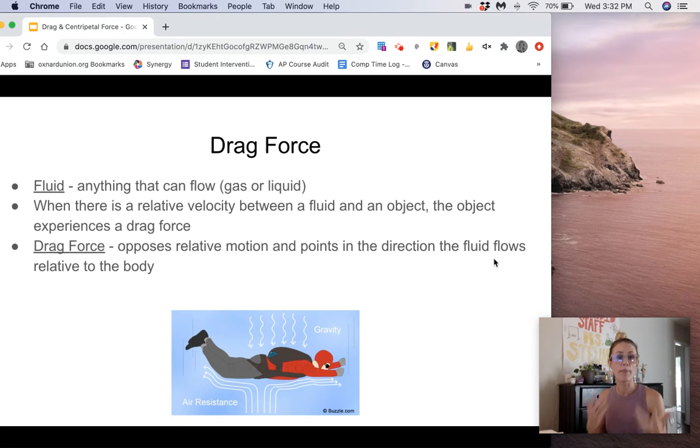That drag force, like I said, opposes the relative motion and points in the direction the fluid flows relative to the body. So, for example, this skydiver's falling down, the fluid is flowing past them, right? The air flowing past them this way. Drag force is pointed behind the skydiver, or upwards if we're looking at that relative to the ground. So, like I said, when someone's falling through the air like a skydiver, that drag force is what we call air resistance. This is basically the same thing, but drag force can also be in the water as well or any other fluid.